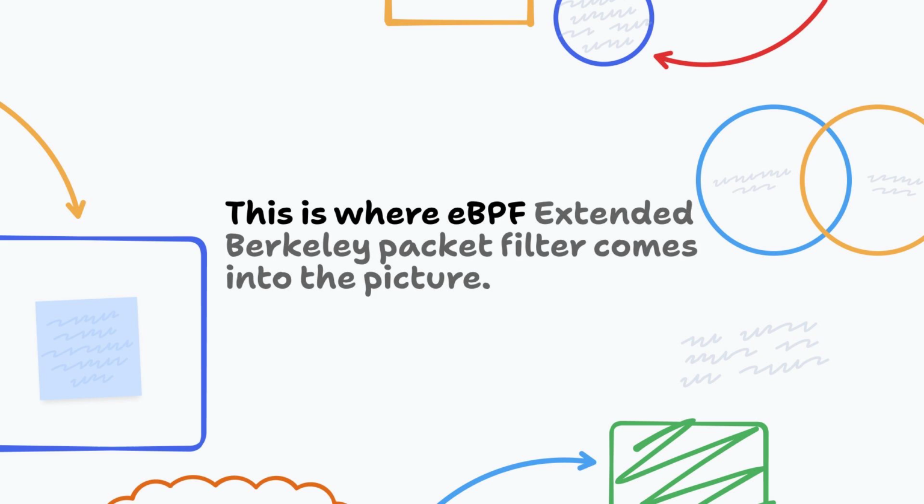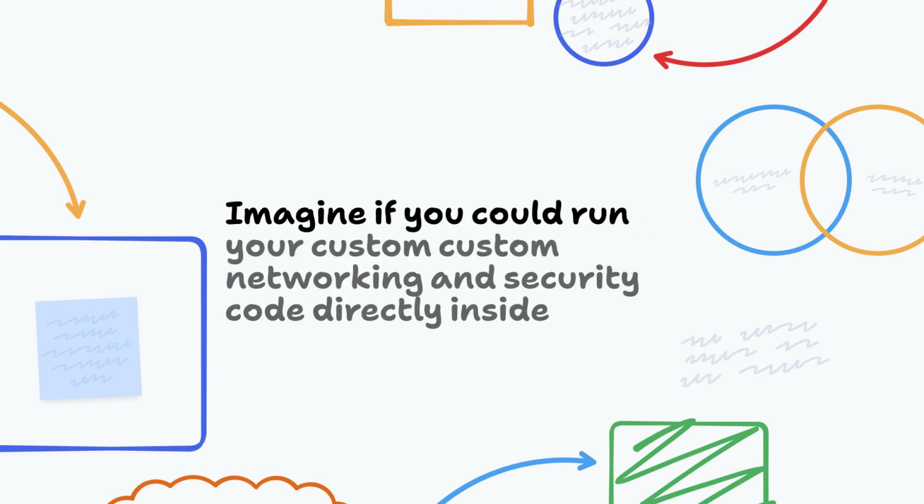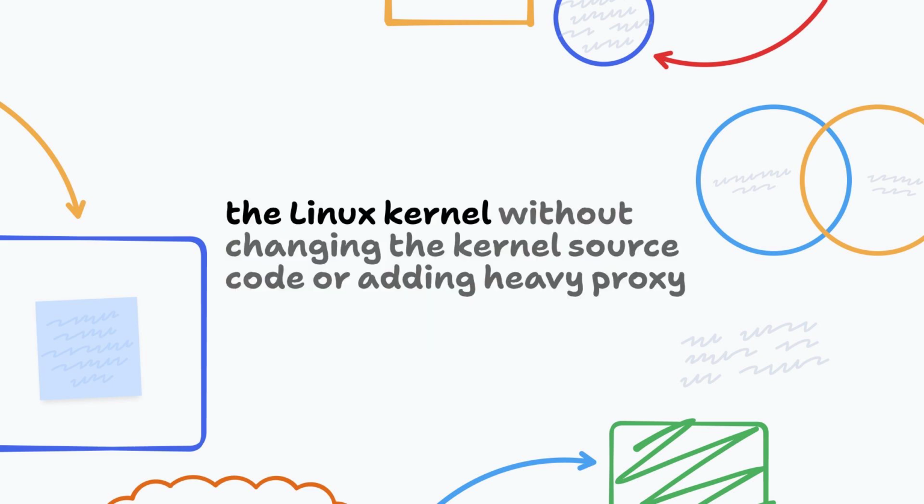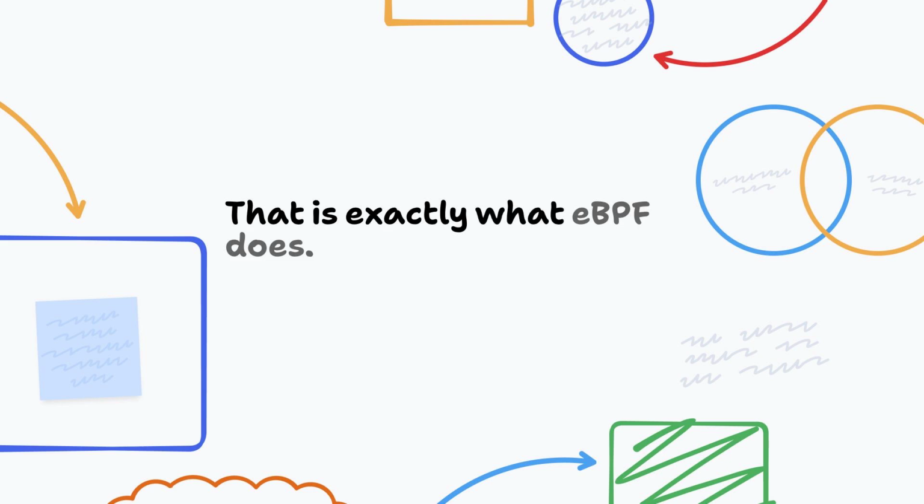This is where eBPF, extended Berkeley Packet Filter, comes into the picture. Imagine if you could run your custom networking and security code directly inside the Linux kernel without changing the kernel source code or adding heavy proxy containers. That is exactly what eBPF does.